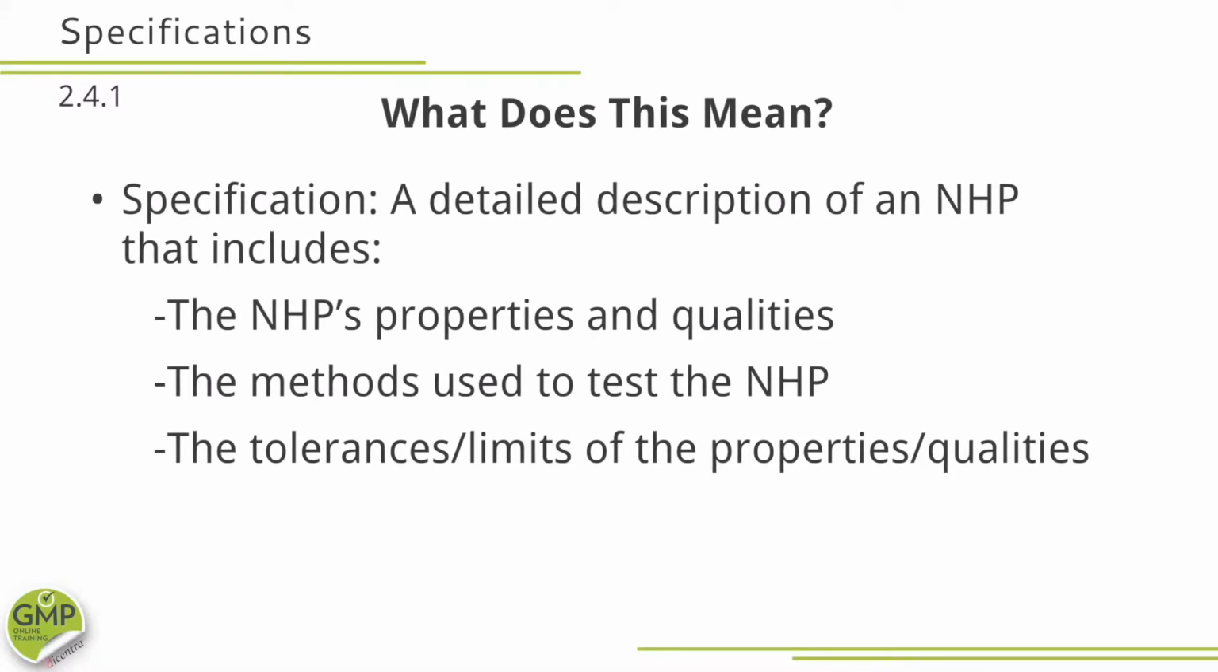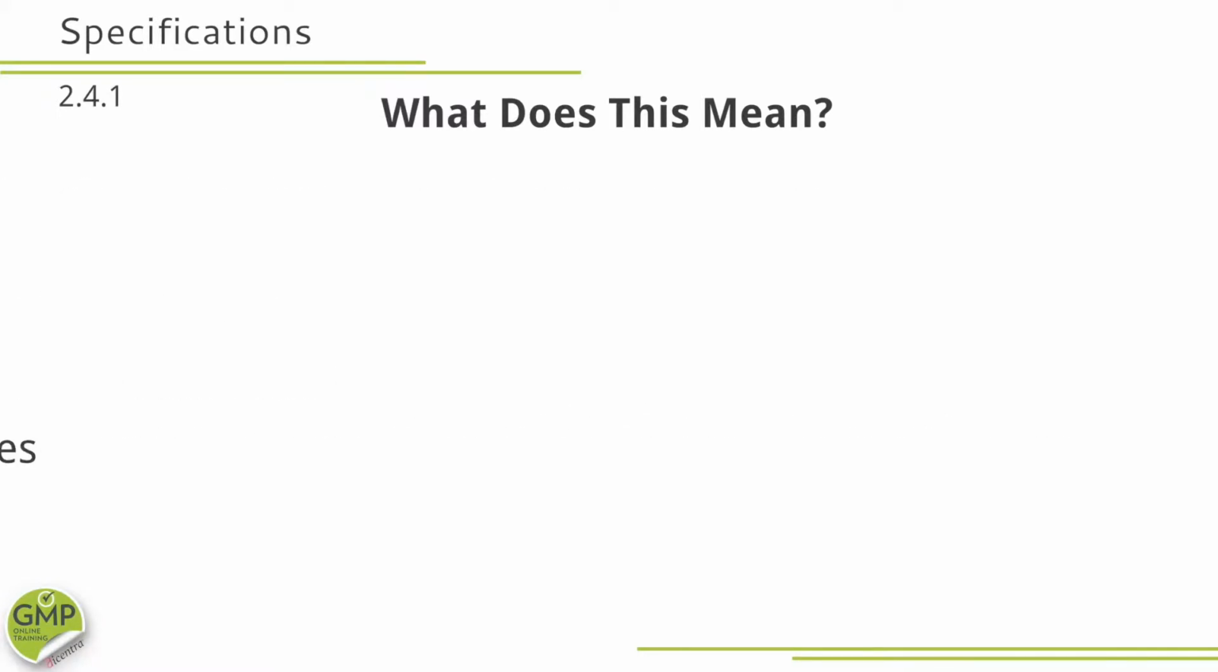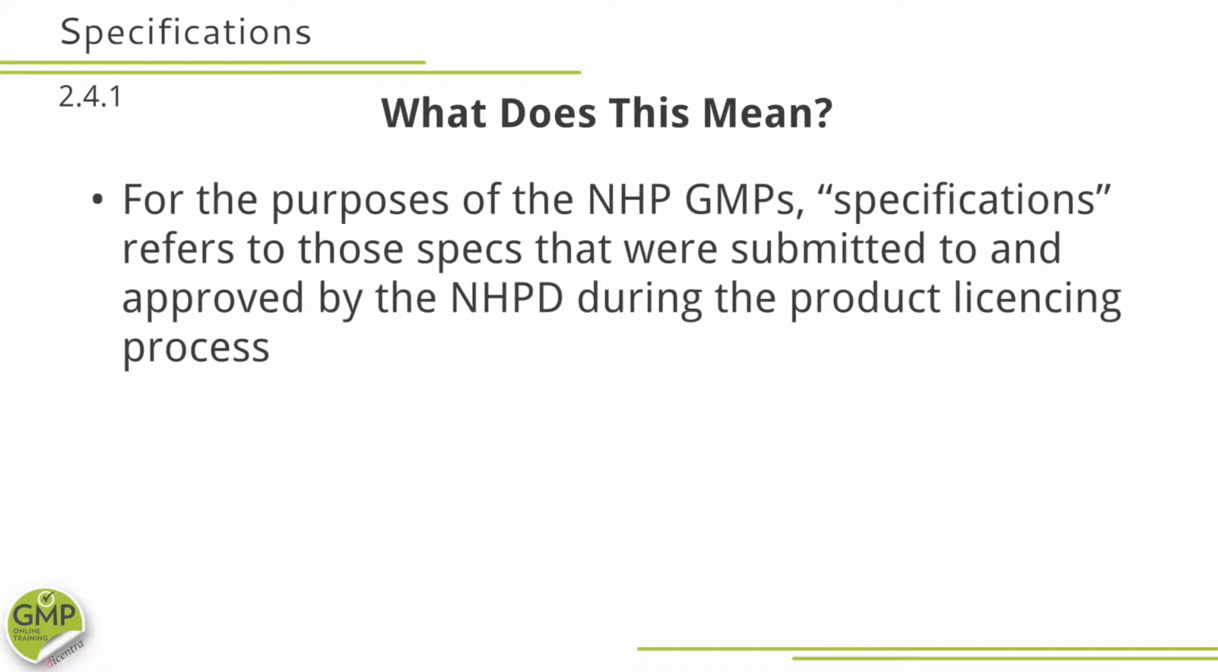A specification is a detailed description of an NHP that includes the NHP's properties and qualities, including identity, potency and purity, the methods used to test the NHP, and the tolerance limits of those properties and qualities. For the purposes of the NHP GMP specifications, refer to those specs that were submitted to and approved by the NHPD during the product licensing process.